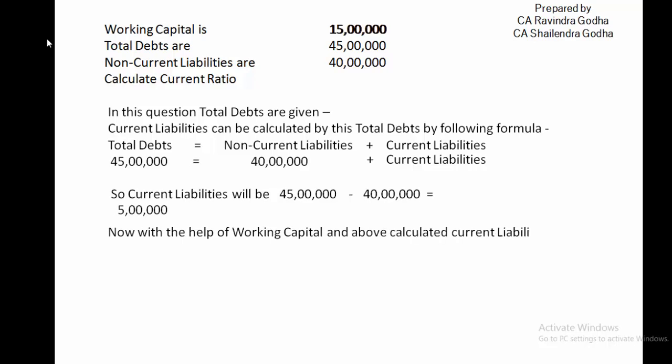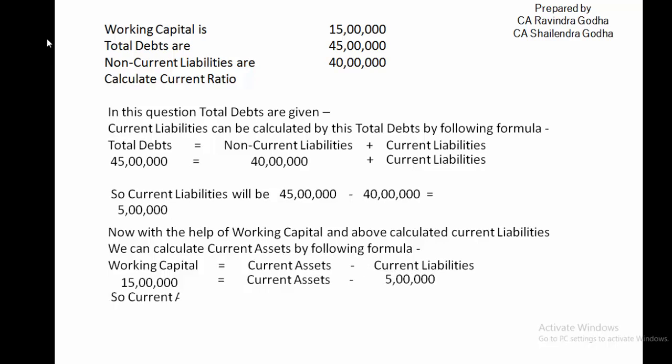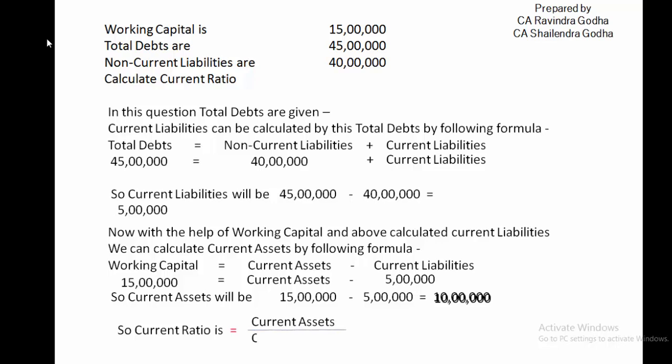Now with the help of working capital and the above calculated current liabilities, we can calculate current assets by the following formula. Working capital is equal to current assets minus current liabilities. Working capital is given as 15 lakh, current assets are not given, and we have calculated current liabilities as 5 lakh. So current assets will be 15 lakh plus 5 lakh, which is 20 lakh, and current ratio is current assets divided by current liabilities, that is 10 lakh divided by 5 lakh is equal to 2:1.